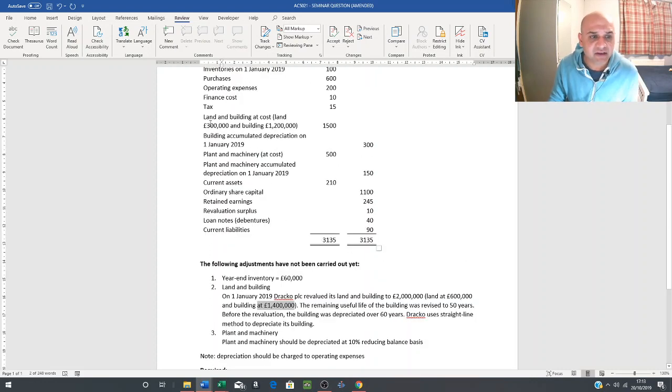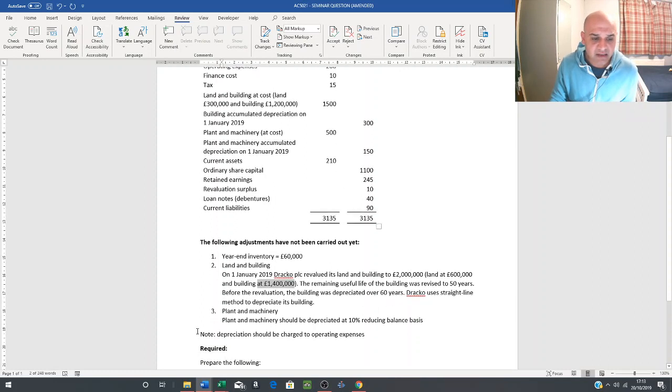And we have been given land and building cost and building accumulated depreciation account on 1st January 2019, plant and machinery at cost 500,000, and plant and machinery accumulated depreciation on 1st January 2019, 150. Okay, and depreciation should be charged to operating expenses. Usually companies decide as to whether the depreciation is a production cost or an operating cost, and that's where it will go. So in this example, we are assuming the total depreciation will simply go to operating expenses.